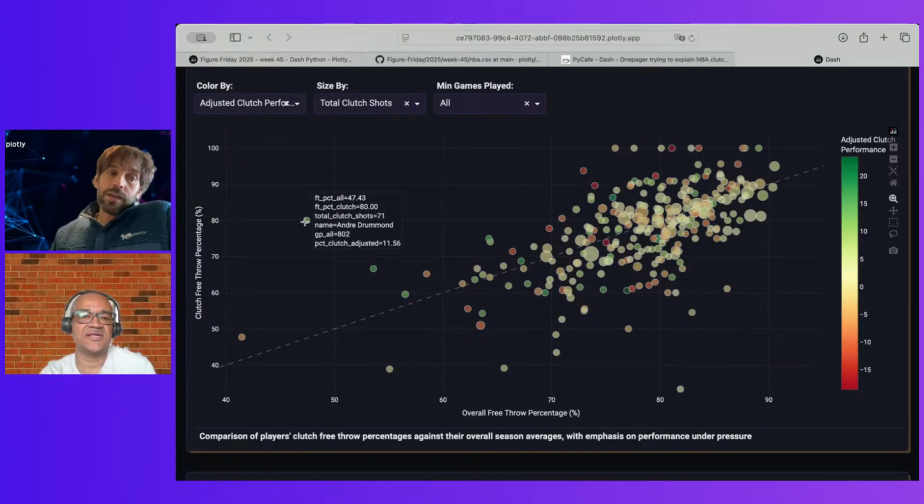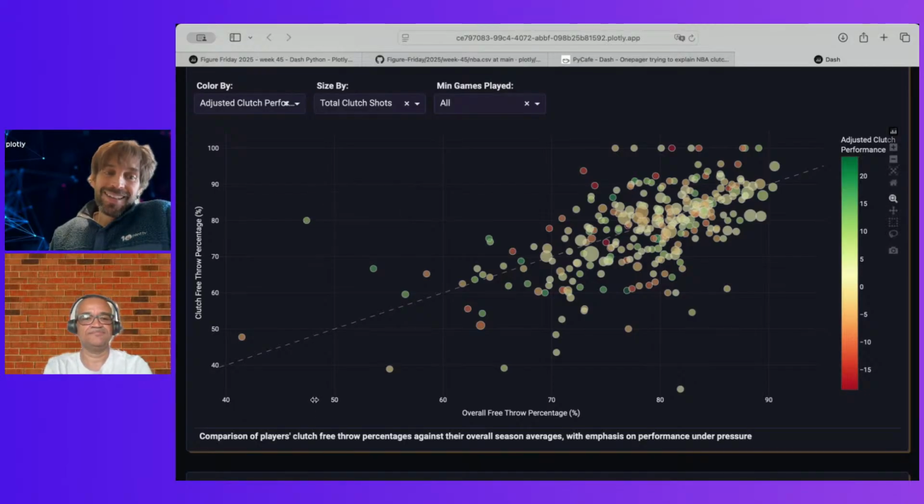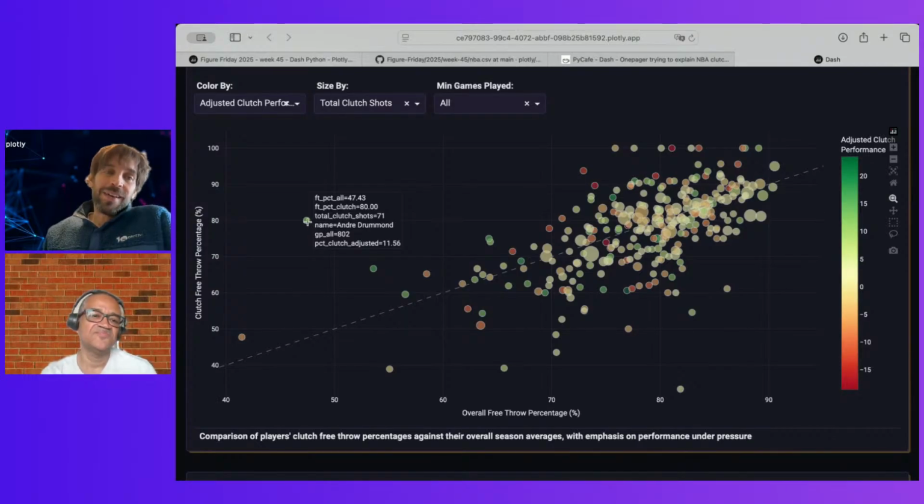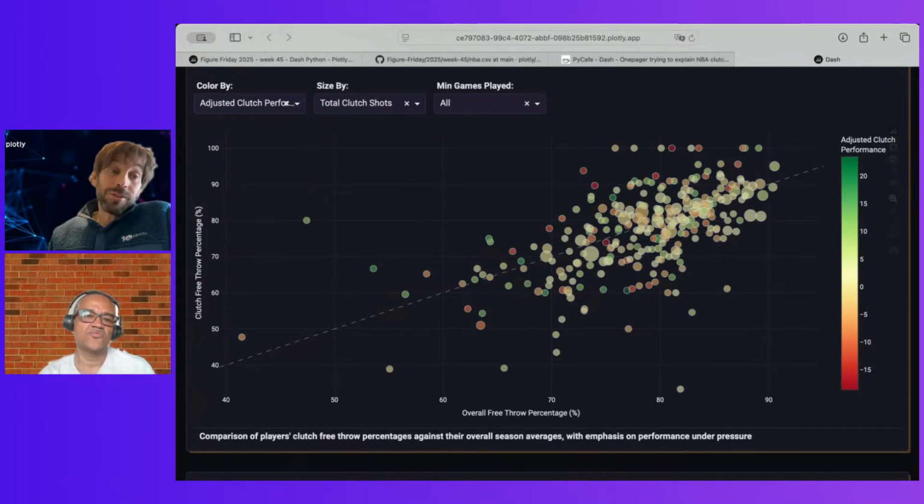Yeah, and look here, Alex. They're very good, and I don't know. Oh, in total they have 71 clutch shots, at 80% at free throws. But if it's just a regular game, they miss most of the time. They're under 50%. Most of the time, if it's not the last 5 minutes, they miss. But you put them in the last 5 minutes, and they'll make 80% of the shots. That's pretty amazing.